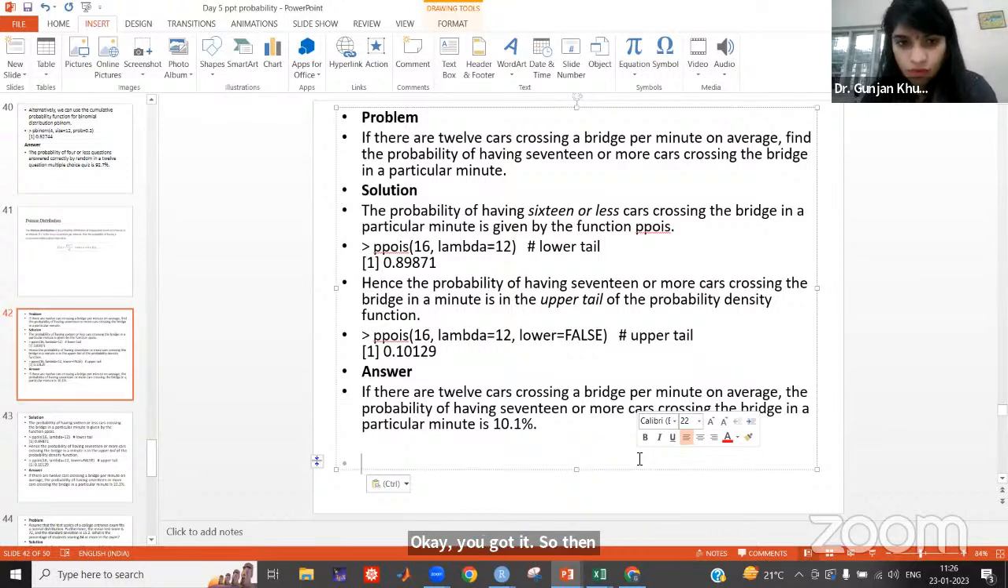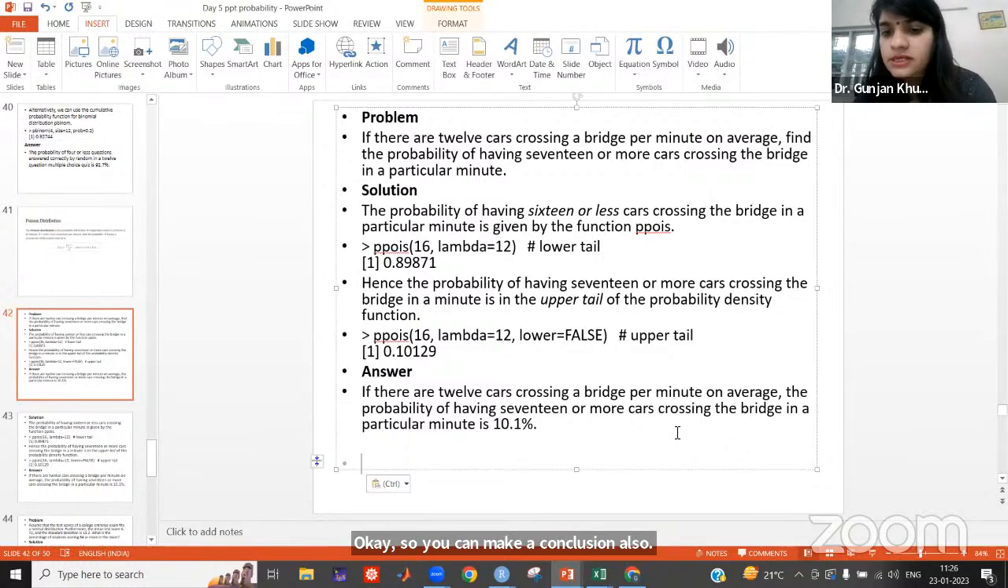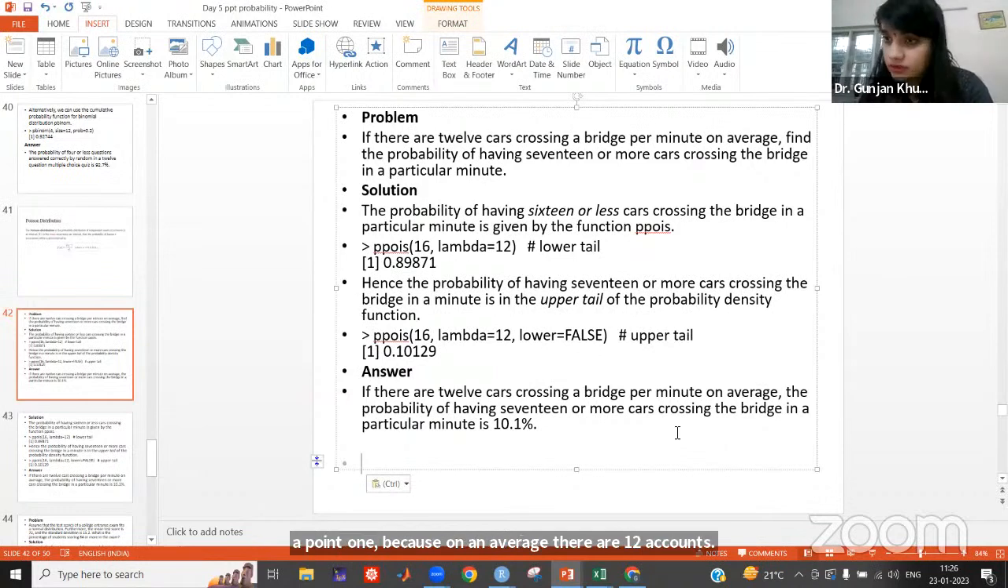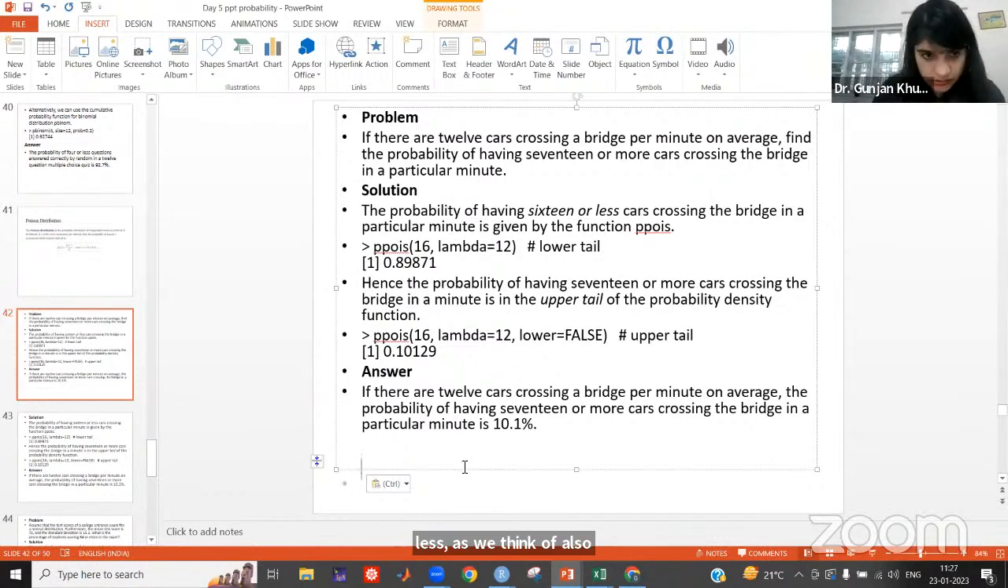So then you got 0.10129291. Yes. Okay. So you can make a conclusion also. You can say if there are 12 cars crossing a bridge per minute on an average, the probability of having 17 or more cars crossing the bridge in a particular minute is 10.1%. Because on an average there are 12 cars, so 17 cars crossing, obviously, the probability would be somewhat less, as we think of this real life problem. Okay, so this was the solution.